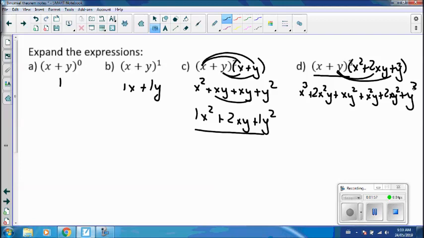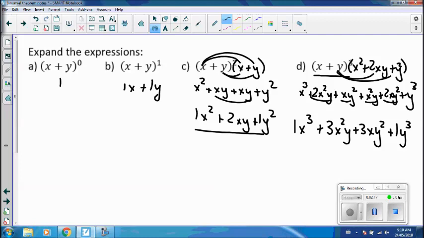And then I'm going to combine a couple of these things. So I have 1x cubed. I have 2 of these here and another one. So that gives me 3x squared y. And I got these guys. So that's 3xy squared. And a 1y cubed at the end.